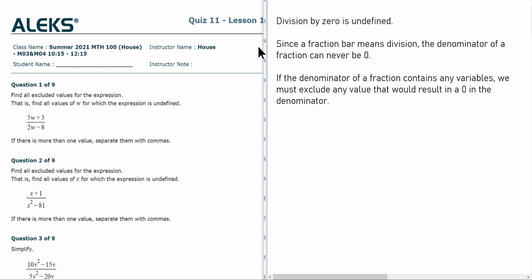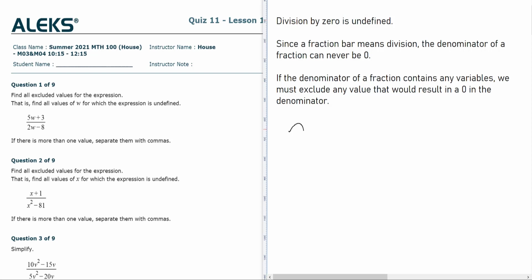If the denominator of a fraction contains any variables, we must exclude any value that would result in a 0 in the denominator. So on question number 1, it says find all excluded values for the expression, that is, find all values of w for which the expression is undefined. So we're only concerned with the denominator.